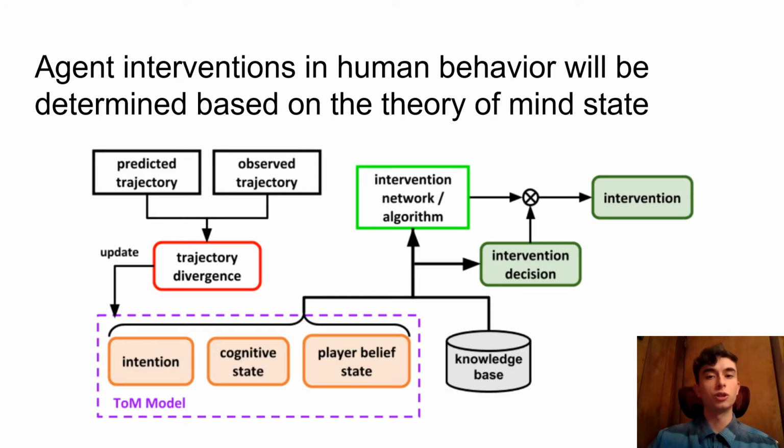Agent interventions in human behavior will be determined based on the theory of mind state. This figure shows our theory of mind model in action. The theory of mind consists of players' internal states, such as intention, cognitive state, and player belief state. The representation of this is inputted to the intervention network to decide whether an intervention is necessary.